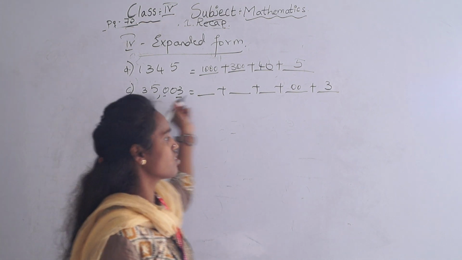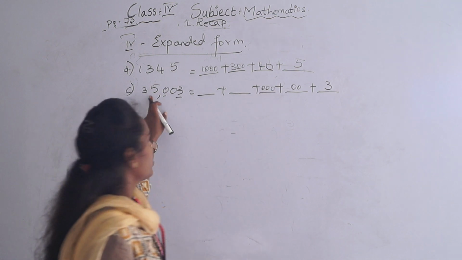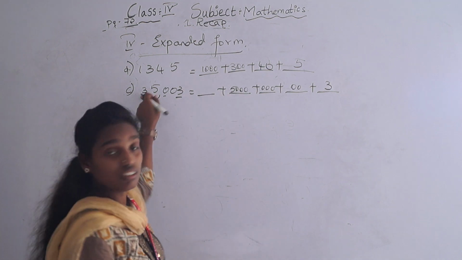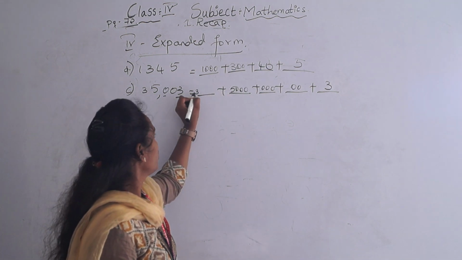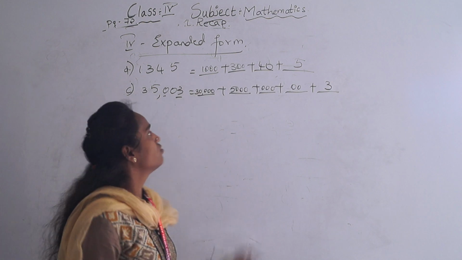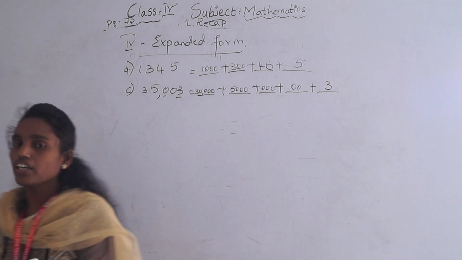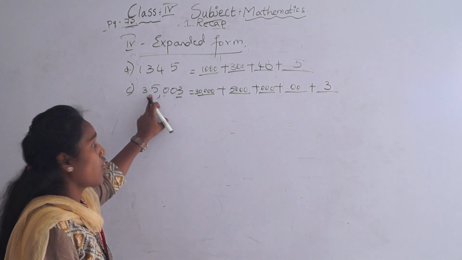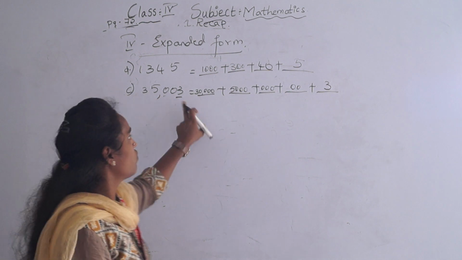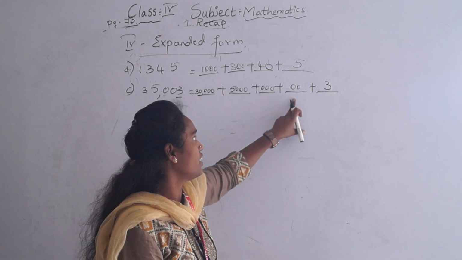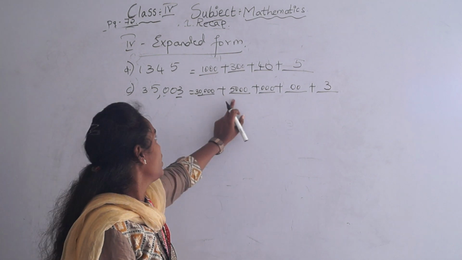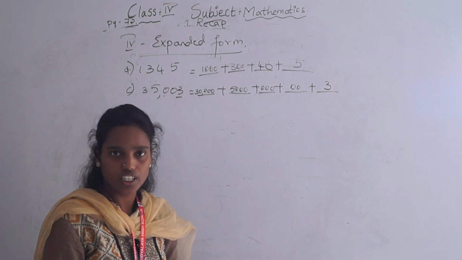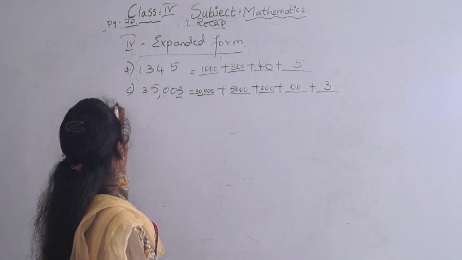Next, hundreds place 0. Next, thousands place 5,000. This is the 10,000 place. So we should write 30,000. Have you got it, children? Here the place values are very important. Ones, tens, hundreds, thousands, 10,000. So in the ones place we will be getting 3, and the tens and hundreds places are 0, and next the thousands place is 5, and the 10,000 place is 3. Got it, children?